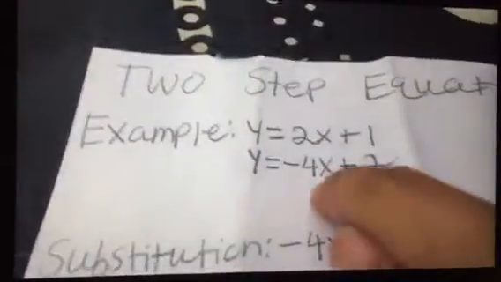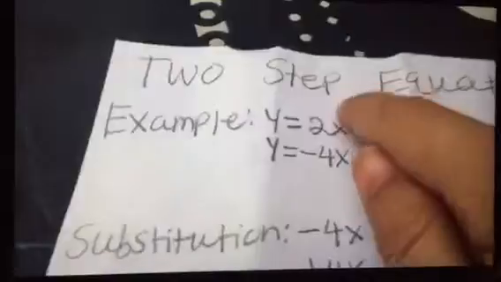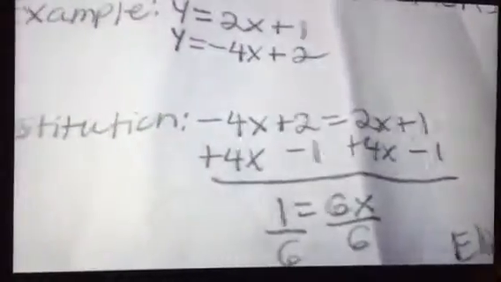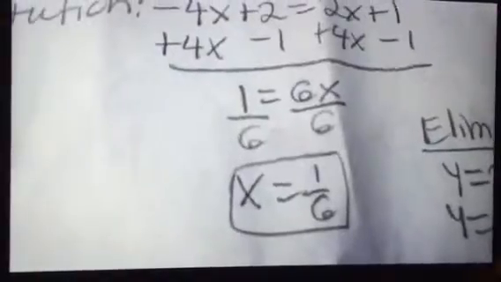First way you can solve is by doing substitution. Now, what I did was I thought that this was y equals -4x plus 2, and since there's a y here, you're actually allowed to set this equal to that one. So that's what I did here. -4x plus 2 equals 2x plus 1, and you'll end up getting x equals 1/6.